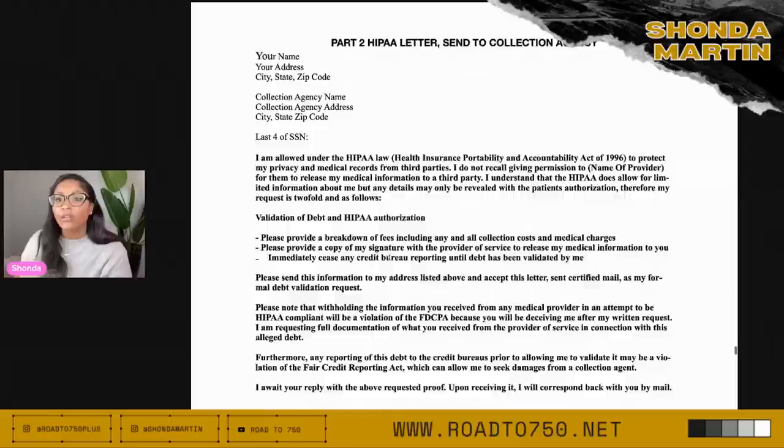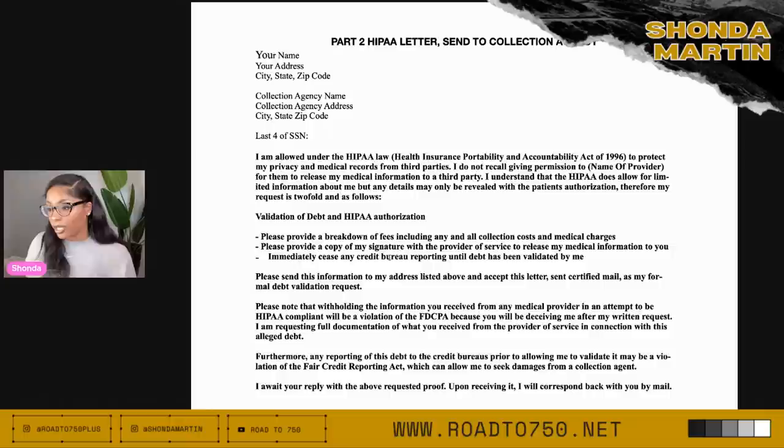By the way, guys, your ID only goes to letters that you send to the credit bureau. So if you send in a letter to TransUnion, Equifax, or Experian, you need to include a copy of your ID because they can refuse to investigate your account if you have not identified yourself. Okay. So don't send your ID to the collection agency though, ever.